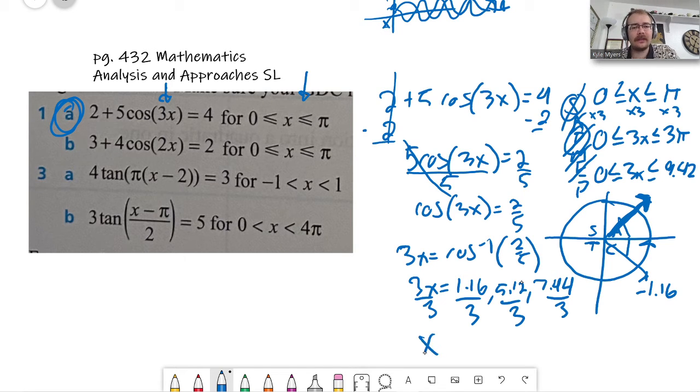All right, so x is equal to 1.16 divided by 3, which is, I have my calculator set to automatically round to 2 decimal places, so I'm just going to round to that many. If you need to round to more decimal places than that, that's fine. I just have mine set to automatically round to 2 decimal places right now.